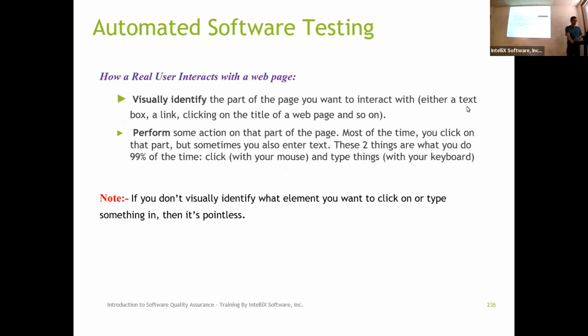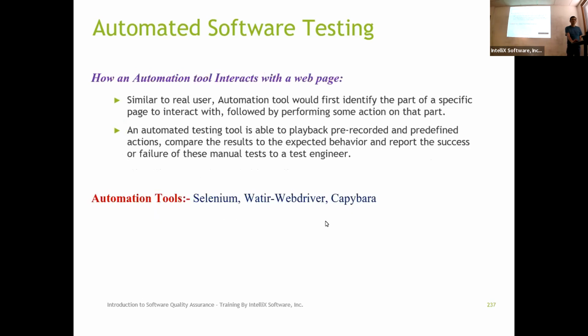As part of that, we do a couple of things. We visually identify, click, or input some data. That's what we do 99% of the time, and that's what the software will do as well. When you write the automated software test, that's essentially what you did. You had the manual test case, you gave the instructions to the software, and you automated the manual test case.